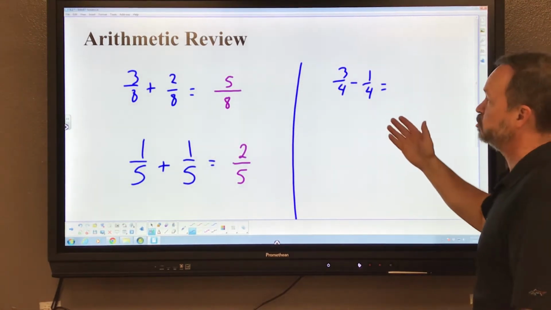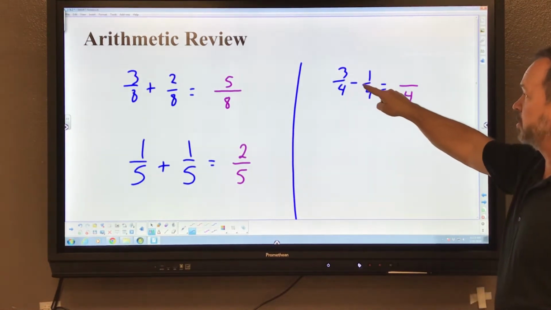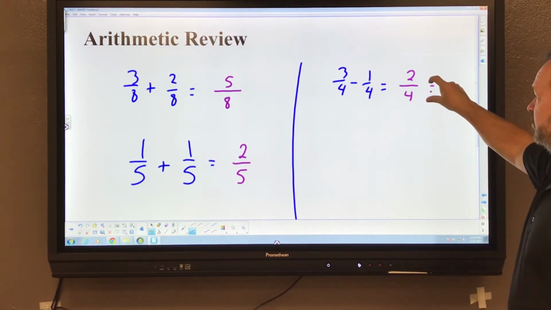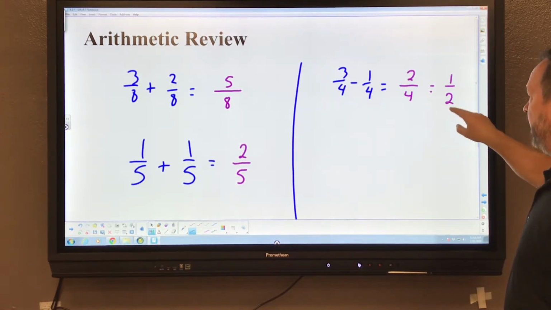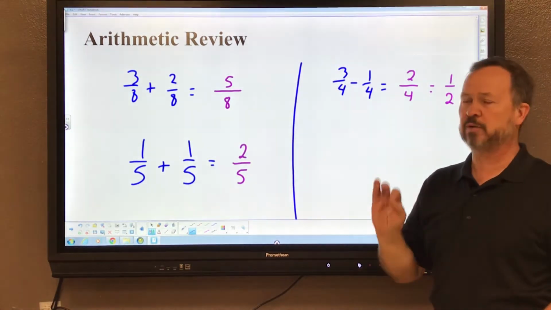That's addition, this is subtraction. And so we keep the denominator and work with the numerators. 3 minus 1 is 2. That will reduce because both of those divide by 2, and so you have 1/2. That's if you had a common denominator. You keep the denominator and work with the numerators.